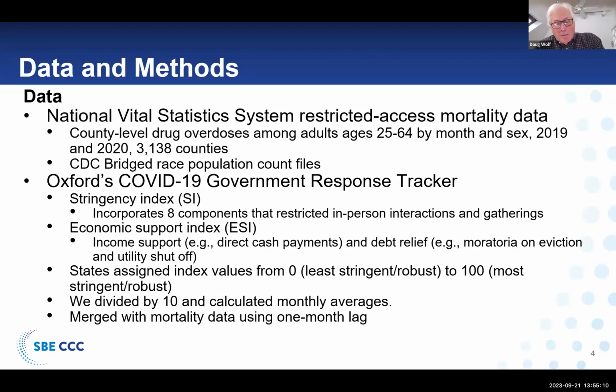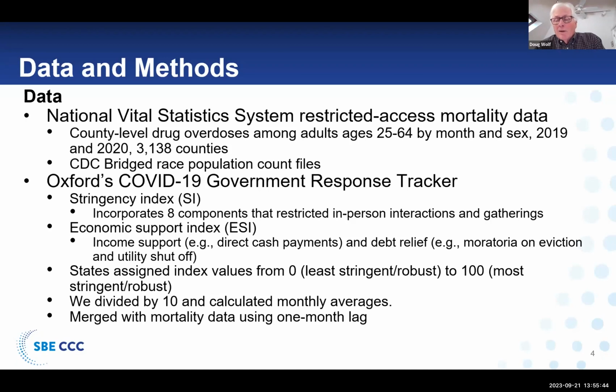And in order to have a true mortality rate, or an exposure variable, we use the CDC's bridged race files to interpolate mid-period, which is in this case mid-month, county level population, also by sex. I should also be sure to say we're looking at a single aggregate age group, working age adults 25 through 64.